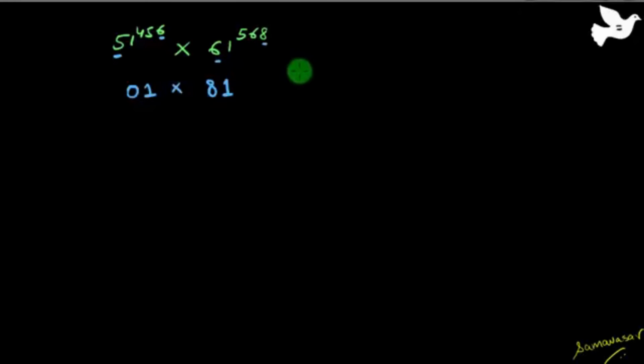So if I multiply these, I will get 81, and the last two digits of the whole expression will be 81. And similarly, if I multiply it with more terms, you just keep finding the last two digits and multiply them to find the last two digits of the expression.